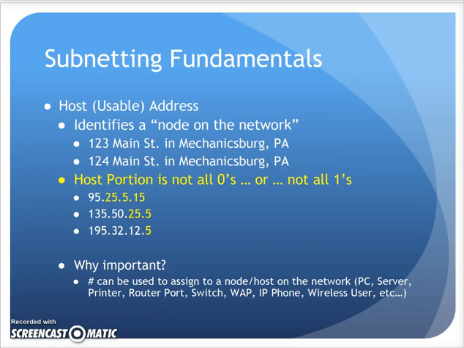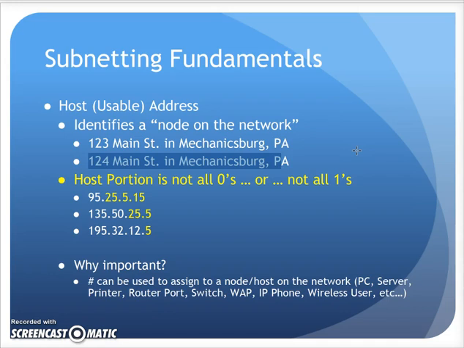Third and final that's important is our host or usable address. So if I actually want to give an address to a house on Main Street, Mechanicsburg, PA, I would say 123 Main Street, Mechanicsburg, PA, or 124 Main Street, Mechanicsburg, PA. Again, with all the pieces there, we have the street and town and the house number. There is no other house on the planet that is 124 Main Street in Mechanicsburg, PA. There is no other one. Okay? That's it.